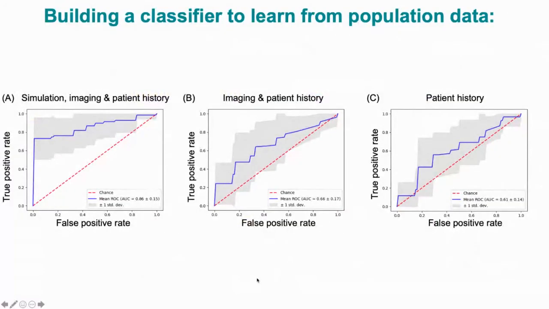We then take all of this information together with the imaging data and the patient history, and we trained a classifier. And these plots tell you the results of the tenfold cross-validation. We see that when we remove the simulations, so just the imaging and patient history, or just the patient history, we don't see a very good prediction at all. So the simulations are definitely helping us with our prediction.